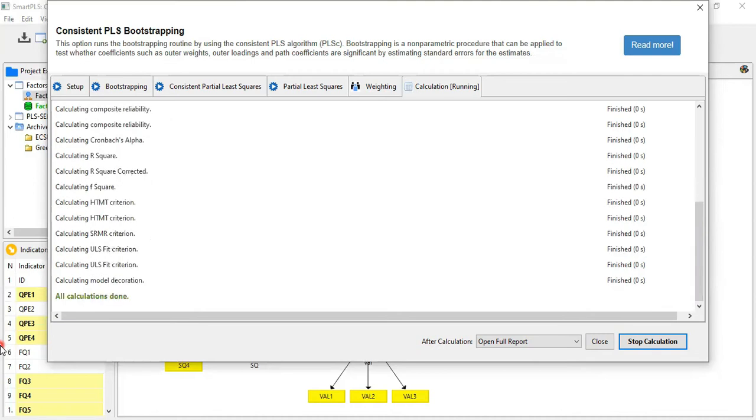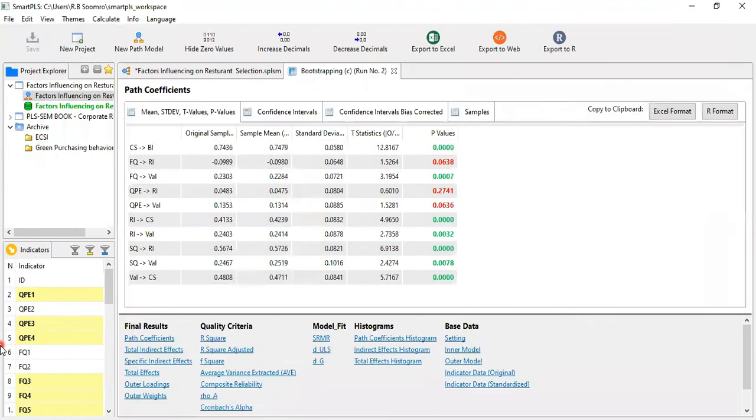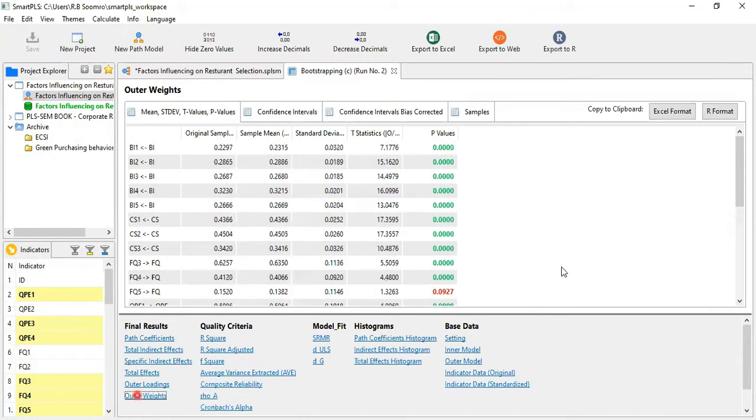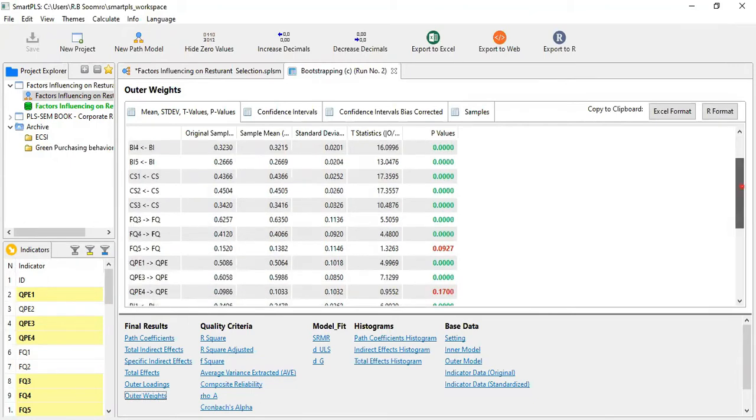So our calculations have been finalized. Now we are looking again at the path coefficients, but we are interested in the outer weights. When you open the outer weights, some violations are still there. Just two violations: the FQ5 food quality indicator, and another one, the QPE4 quality of physical environment indicator.